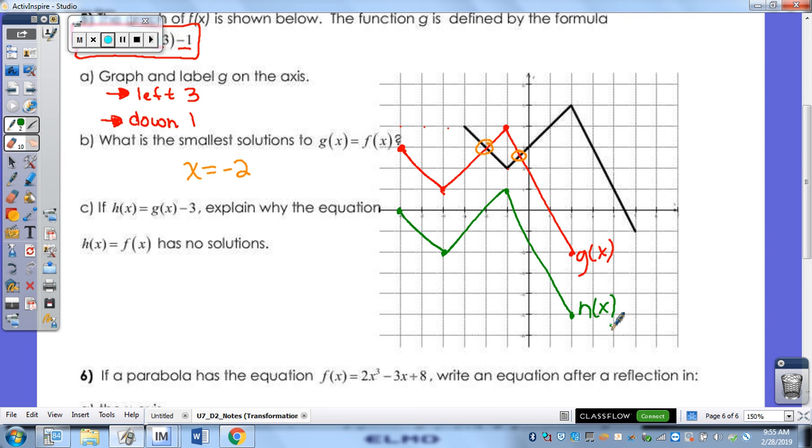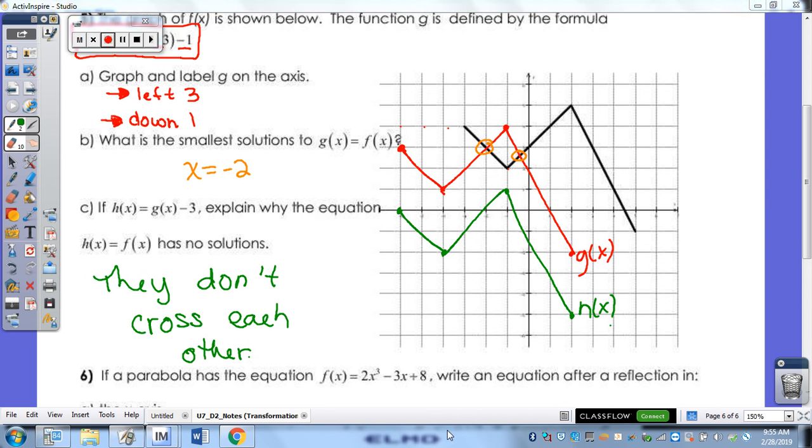So why can't h of x ever equal f of x? Do they cross ever? No. They don't cross each other. So again, they don't cross each other, so no solutions to that. They can't be equal.